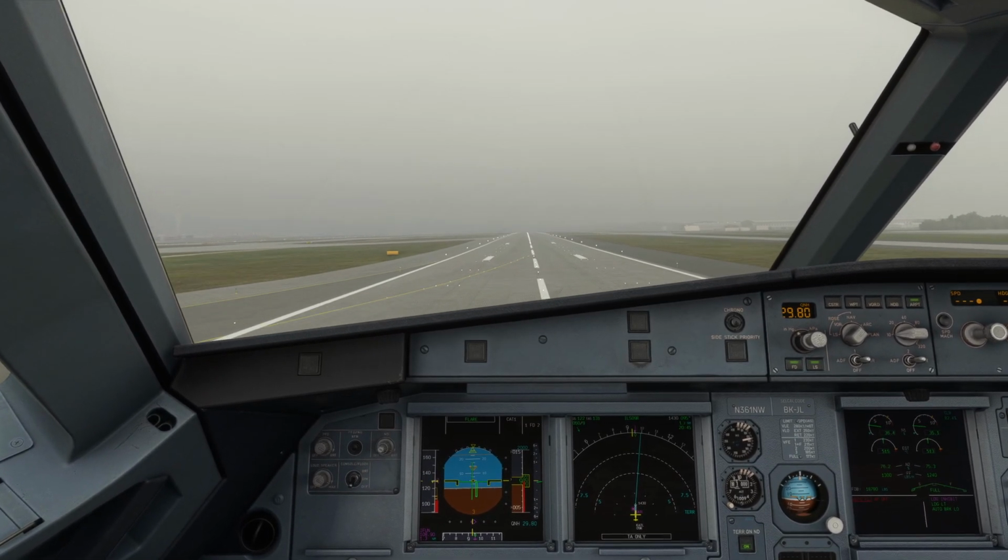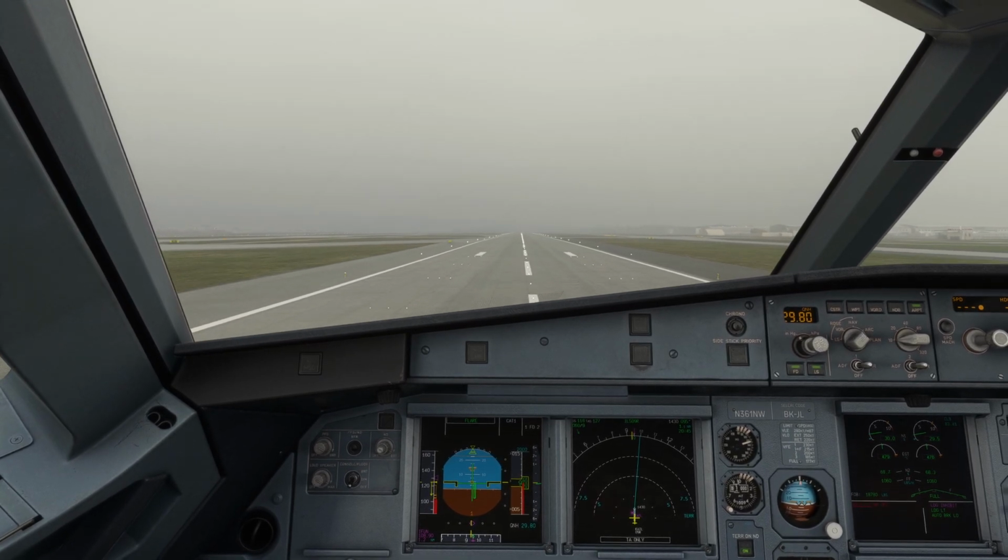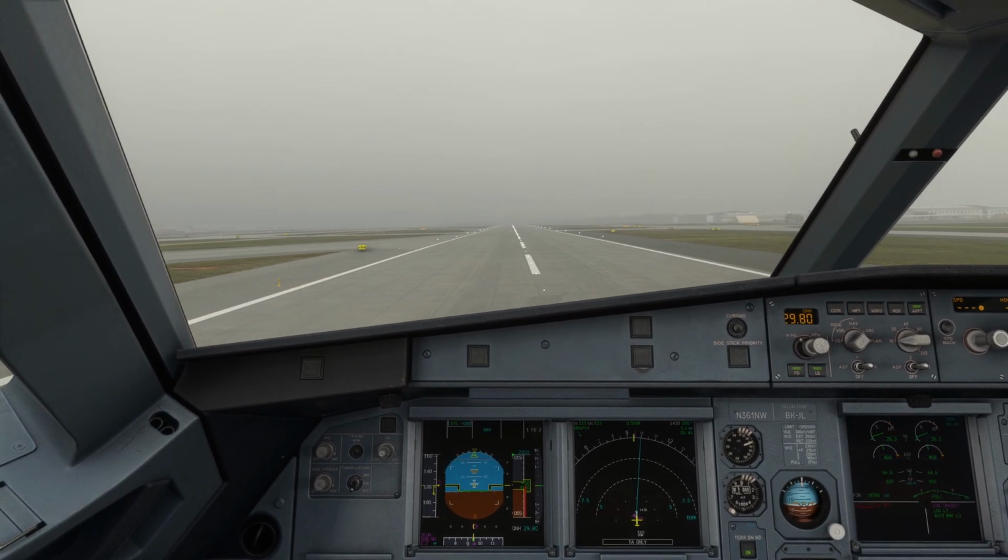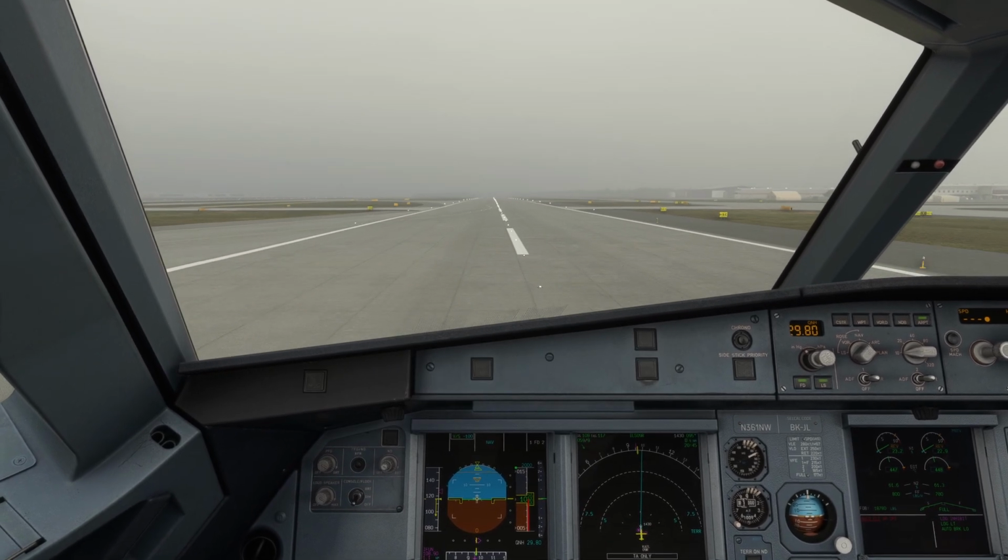And there you have it. This is what I typically review when making graphic setting changes within Microsoft Flight Simulator when trying to min-max my performance. I know this is a lot and really fast, so if you have questions, let me know in the comments below.